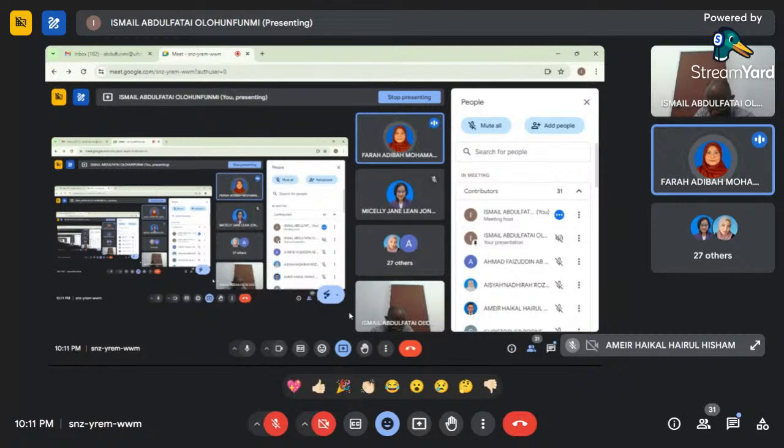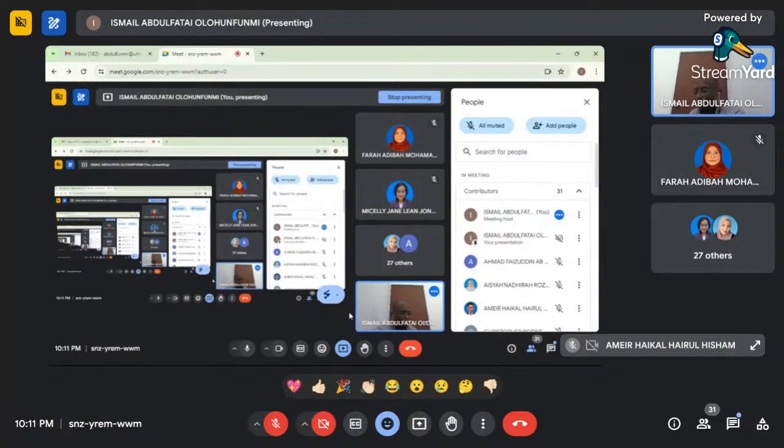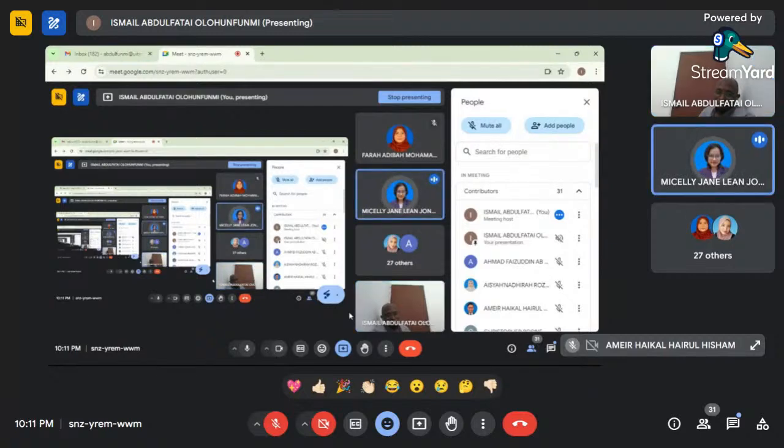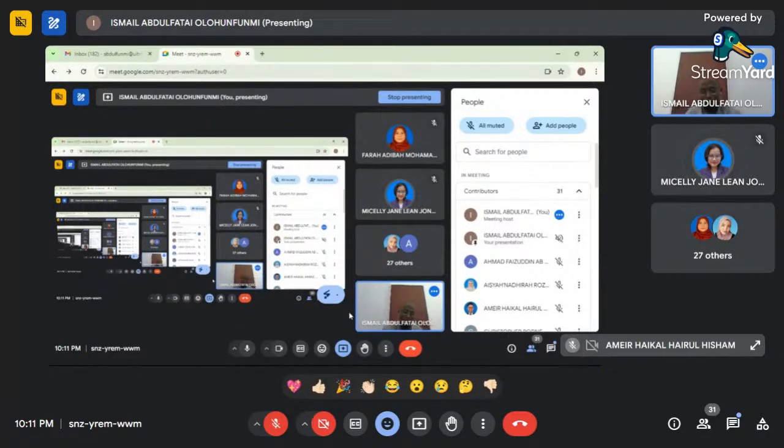Focusing on a specific topic. Focus on a specific group of people. Good. So I want somebody to now combine the two. Farah said half, Jane also said half. So if you combine the two, let me tell you what focus group is.